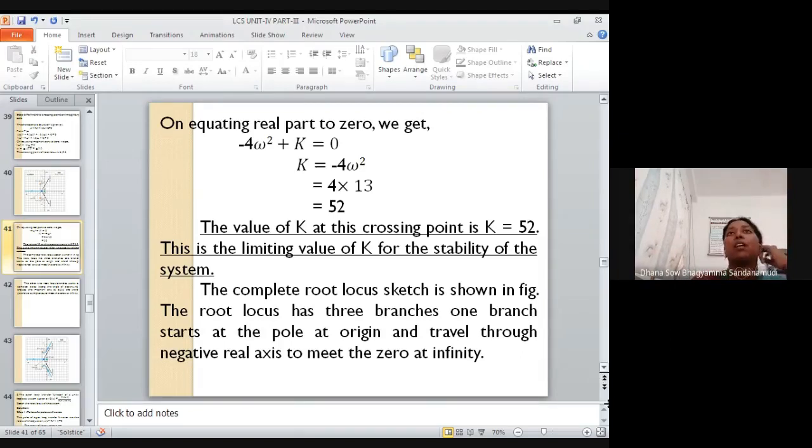Now equate the real part to 0. You will get minus 4 omega square plus k equal to 0. You will get some value for k. The value of k at this crossing point is 52. Write on this slide. Write on this.